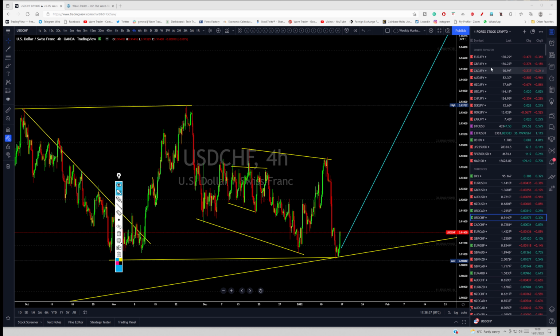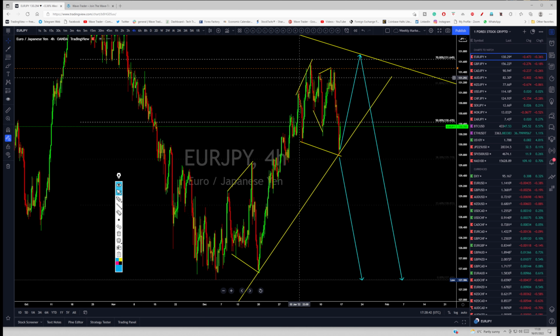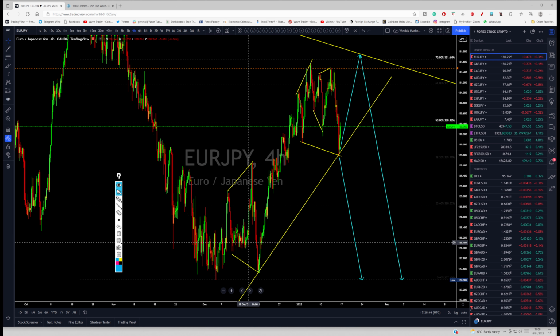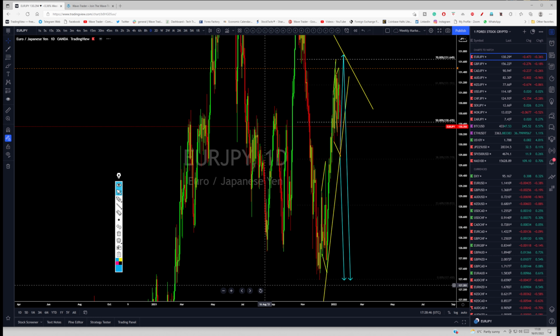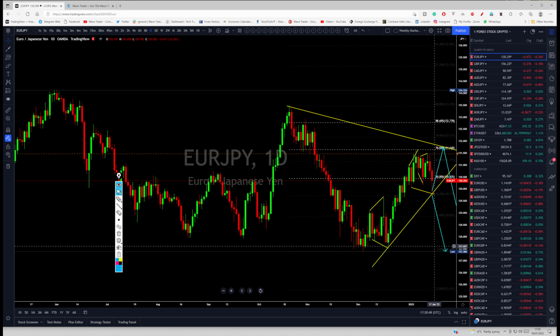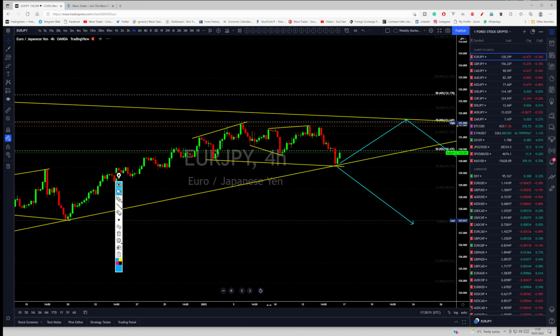Now let's look at the yen pairs. The yen pairs are going to be very important for the next 1 to 2 weeks. So we may see some good movements on the yen pairs, so make sure you keep a close eye on them. Let's look at the 4-hour time frame.